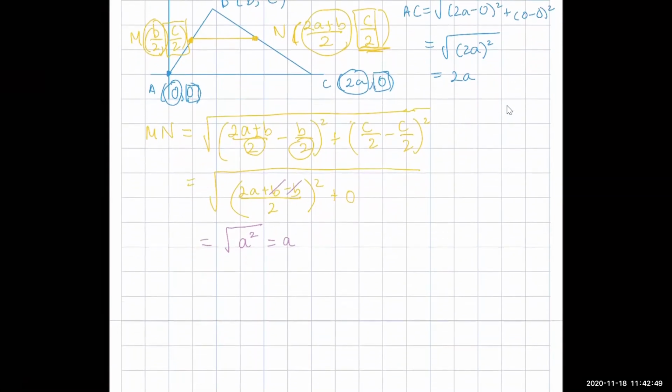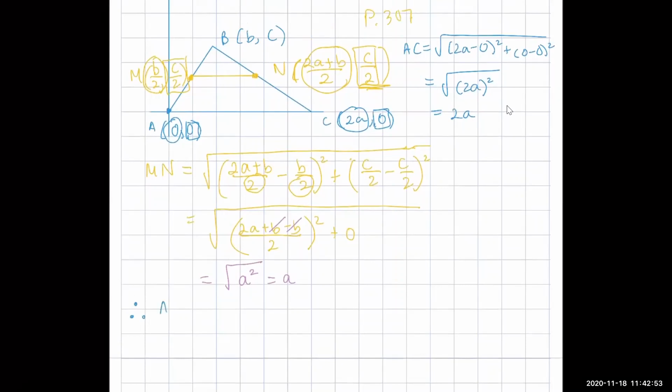Okay, so your conclusion is going to be, so therefore, AC is twice the length of the segment connecting the midpoints of the two sides of the triangle.